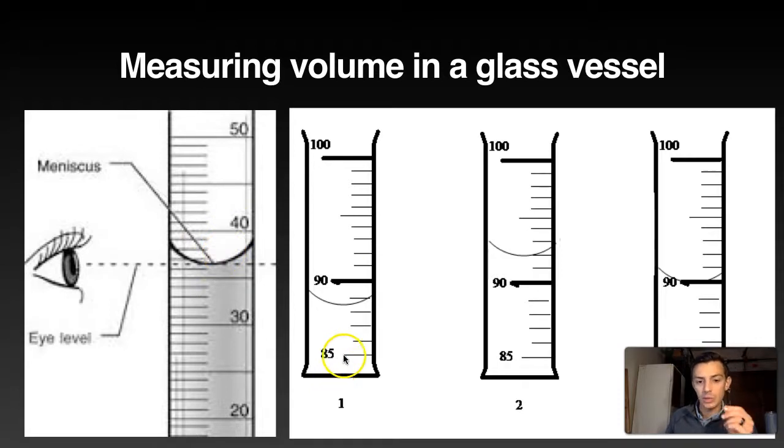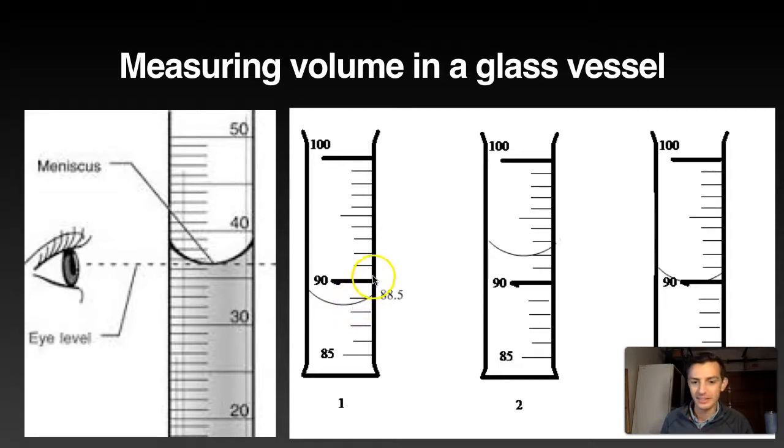The next one, we'll do some more practice. So how about 85, 86, 87, 88? There's the meniscus, 89, 90. Okay, so they're each a milliliter in between. And 86, 87, 88. And, well, that's sort of in between, so I'd say 88 and a half.